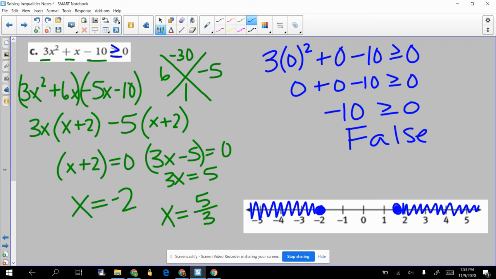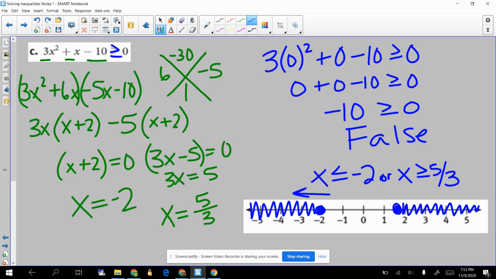And then how you're going to write this is x is less than or equal to negative 2 because it's going this way, and x is greater than or equal to 5/3. And we would write this as an OR problem. Okay, so x is less than or equal to negative 2, or x is greater than or equal to 5/3, but it cannot be in between there.